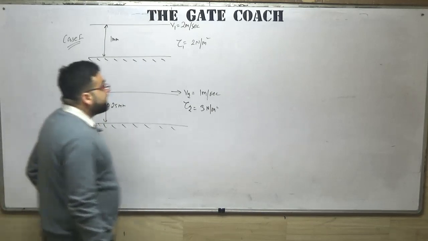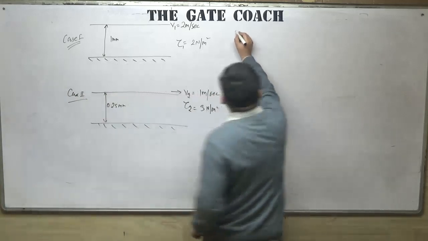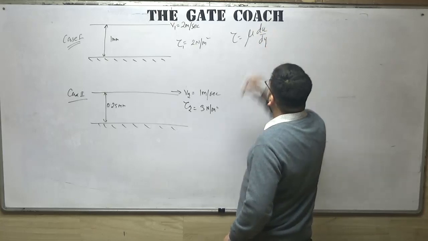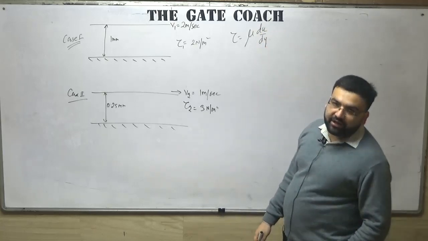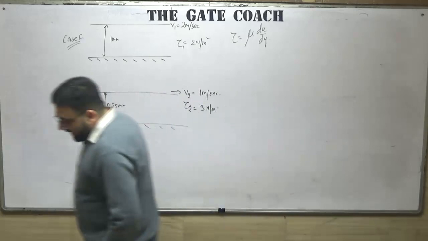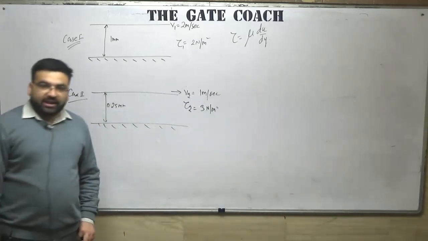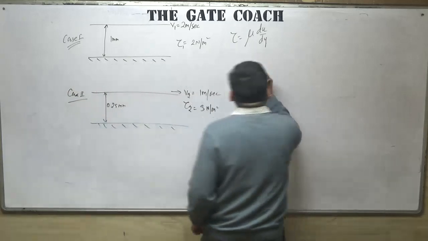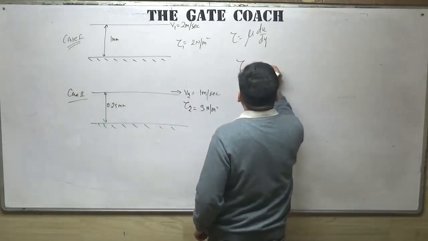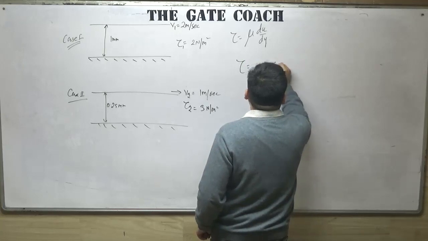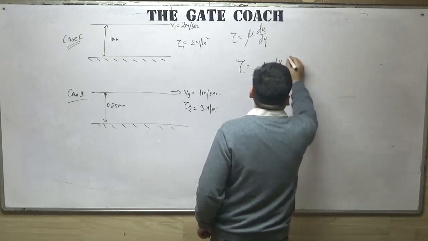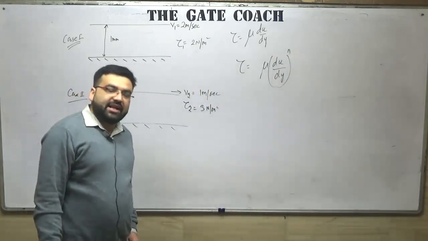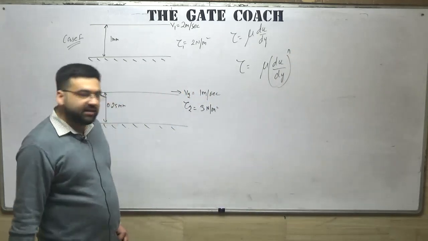Again, a very easy question, dear students. If it is a Newtonian fluid, we know that for a Newtonian fluid tau is equal to mu into du by dy. If it is a non-Newtonian fluid, it can be a dilatant, it can be a pseudoplastic, etc. So for a non-Newtonian fluid, we have the apparent viscosity. So tau is given by mu into (du by dy) raised to the power n. If n is less than 1, pseudoplastic; n is greater than 1, that is dilatant.